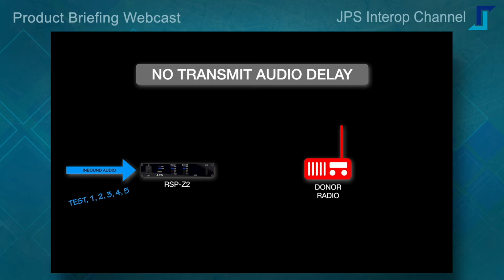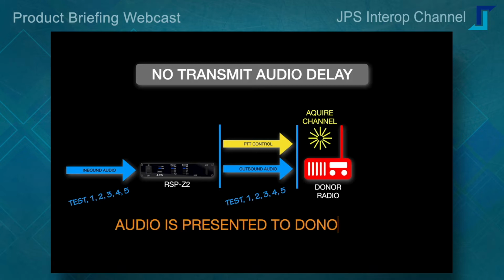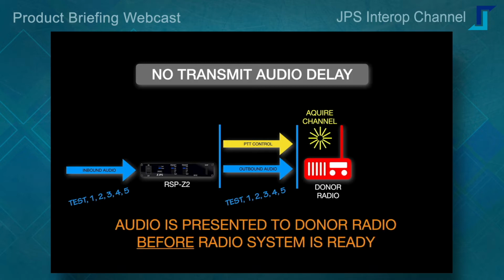And if we don't instate transmit delay in the gateway, we're just going to go ahead and deliver that outbound audio to the donor radio. And if that donor radio is acquiring a channel or experiencing propagation delay, if it's a satellite radio, for example, the resulting output will be truncated. In other words, the first few syllables of words will not be delivered out to the downrange radio.